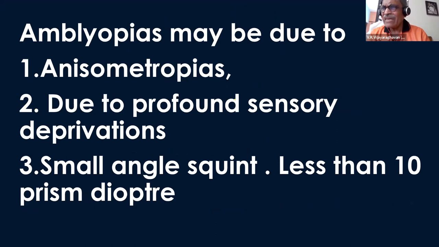Suppose I'm having amblyopia. What could be the reason for amblyopia? Suppose one eye is minus four, the other eye plus four, and you have not corrected it. Naturally, that is called anisometropia, the difference in power between two eyes. Or I can have a macular problem from the beginning itself, or some developmental problem. Due to profound sensory deprivation, the macula is not stimulated, which means vision is not improving. Or I can have a microtropia, a small angle squint. These are all the reasons for amblyopia. That means you are not able to find the reason in the fundus. Anisometropia means difference in refractive status between two eyes. Or profound sensory deprivation, where light is not reaching your macula properly from the beginning itself. Or it can be a small angle squint.